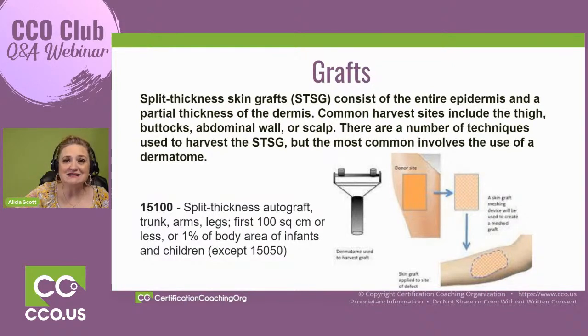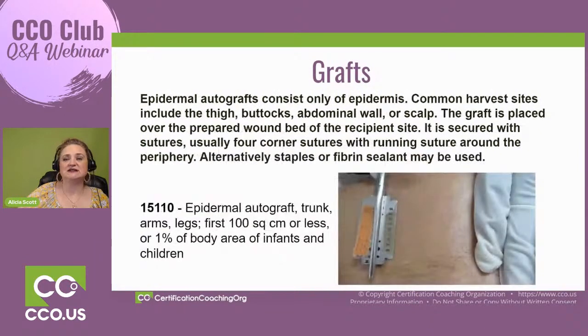So the next code is an add-on code, which would say an additional, say, 100 square centimeters, and then you start getting into another body area. It'd be split thickness autograft, and then they would say head, neck, and something. I can't remember off the top of my head. So pay attention to those details.